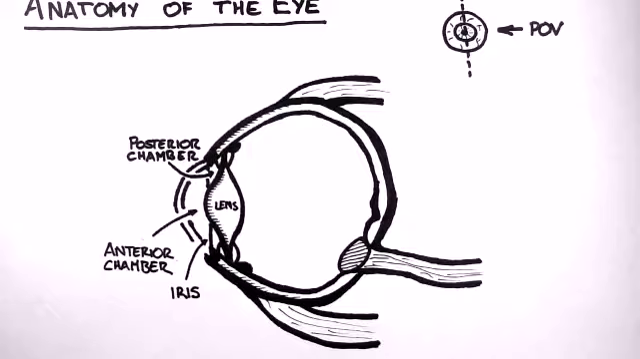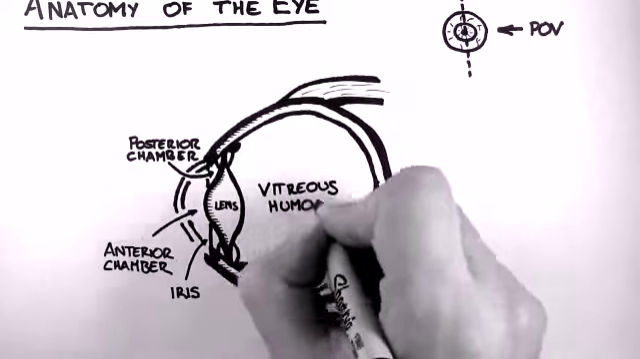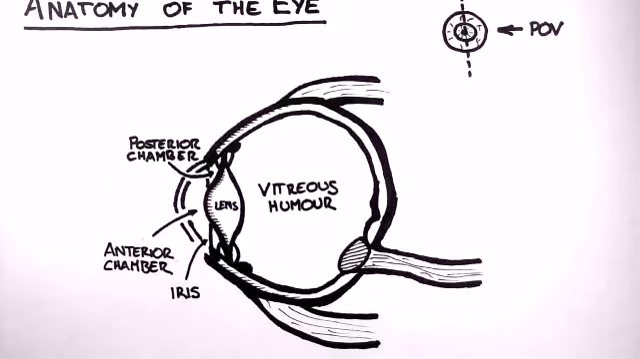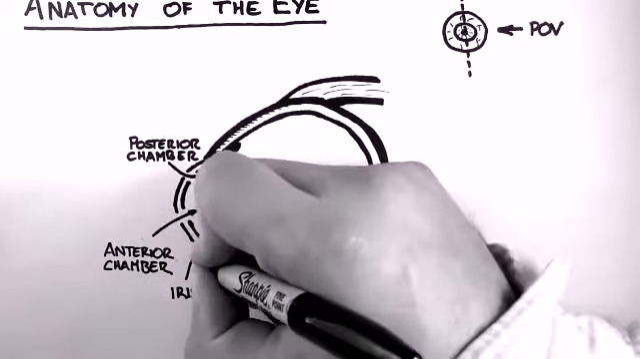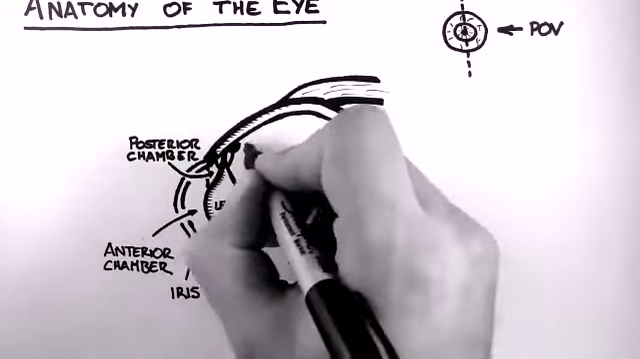The lens then sits in behind the iris and forms the posterior wall of the posterior chamber. Behind the lens lies a large space called the vitreous chamber, which is filled with a gelatinous substance called the vitreous humor, not to be confused with the aqueous humor in the anterior and posterior chambers.